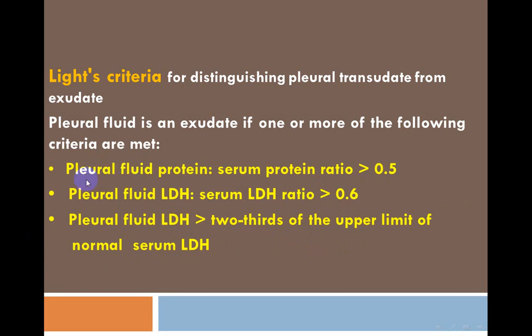So I repeat: when the pleural fluid protein to serum protein ratio is more than 0.5, when the pleural fluid LDH to serum LDH ratio is more than 0.6, when the pleural fluid LDH is more than two-thirds of the upper limit of the normal serum LDH, these indicate the fluid is an exudate when one or more of the following criteria are met.